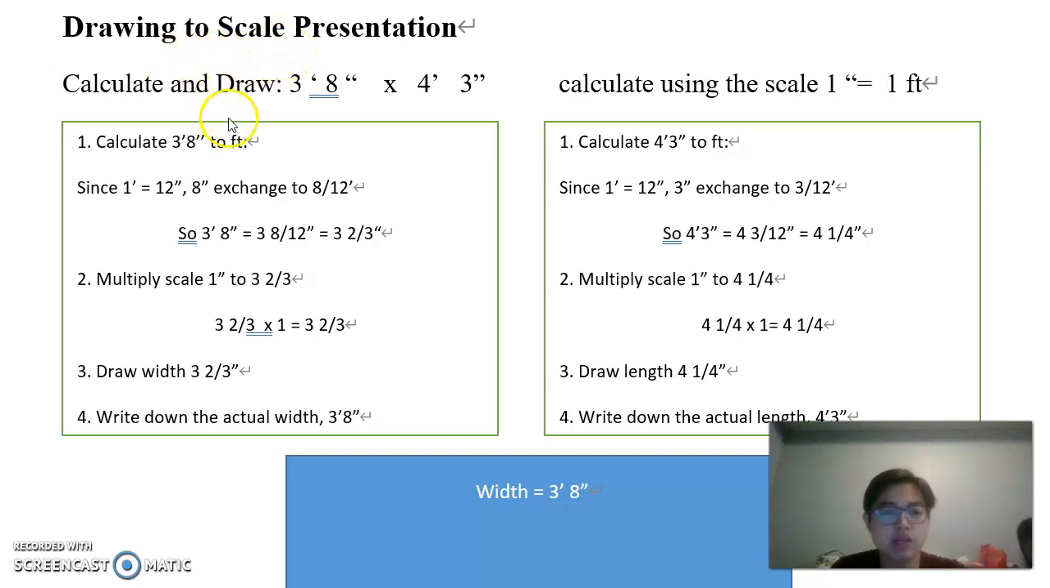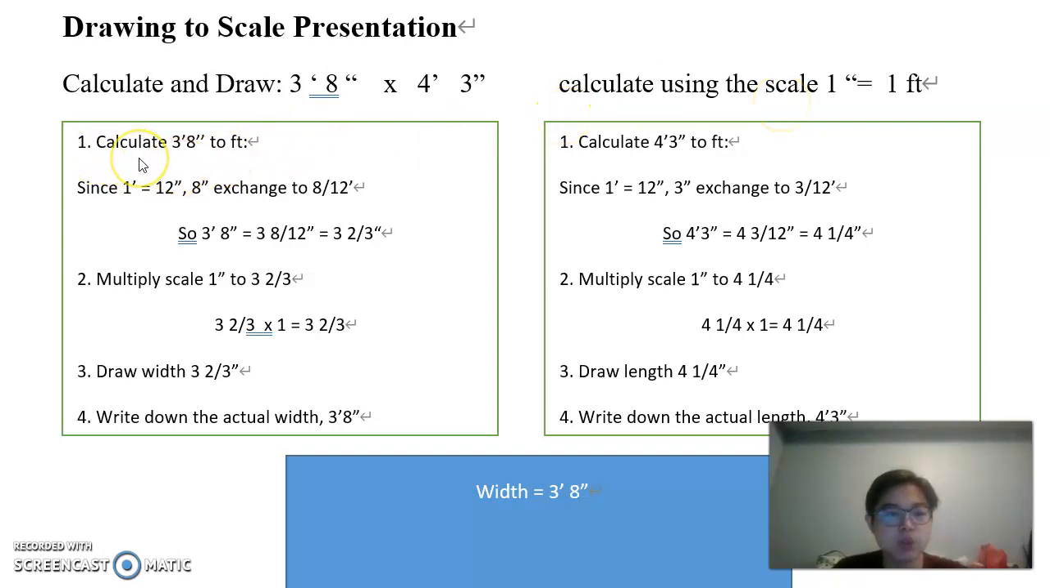And we have an example, 3 feet 8 inches times 4 feet 3 inches. This calculation and drawing will use a scale: 1 inch equals 1 foot.